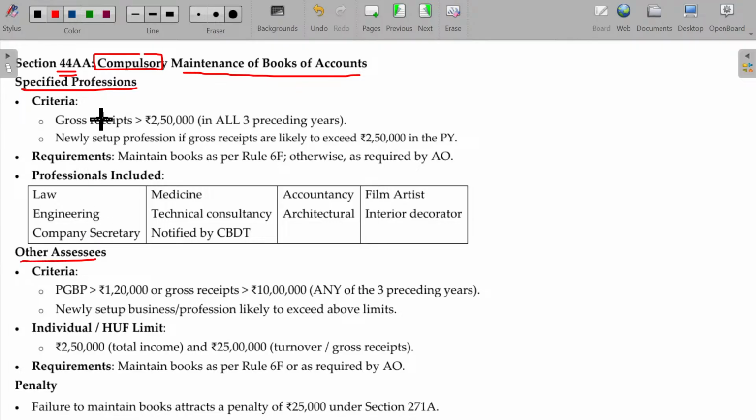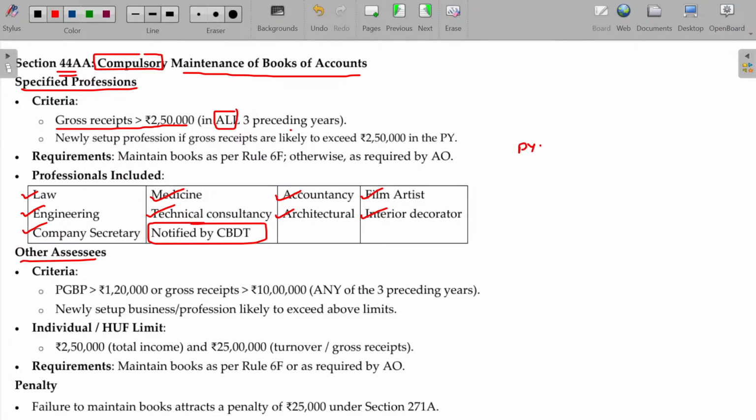In case you are calculating for the professionals, professionals mean any person working for law, advocates, engineers, company secretary, medicine, doctors, technical consultancy, accountancy, architectural, film artist, interior decorator, even any others may be notified now and then by CBDT, Central Board of Direct Taxes. They are called professionals. In these cases, if their gross receipt is more than 2.5 lakhs in all 3 preceding years, then automatically what happens? They need to maintain the books of accounts compulsorily.